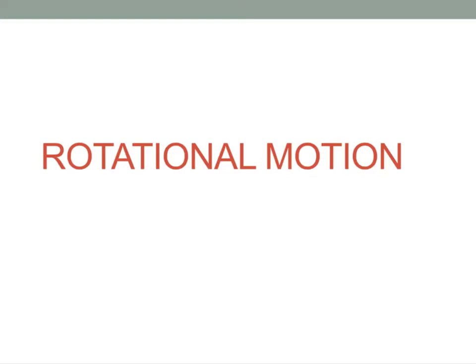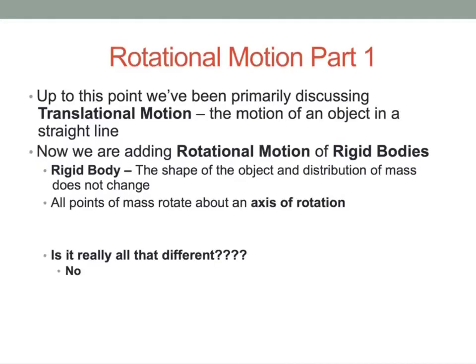kinematics for rotational motion. Up until this point, we've been talking about translational motion. That means the motion of an object in a straight line. Even when we were talking about circular motion, we were looking at an object's velocity at one specific moment in time, which is heading in a straight line at that moment.